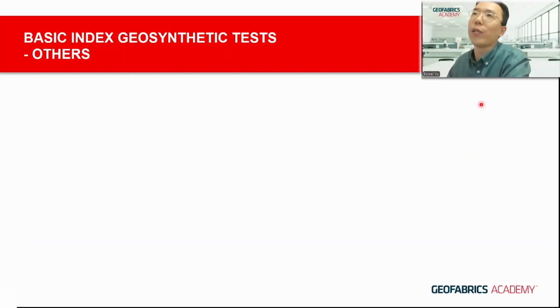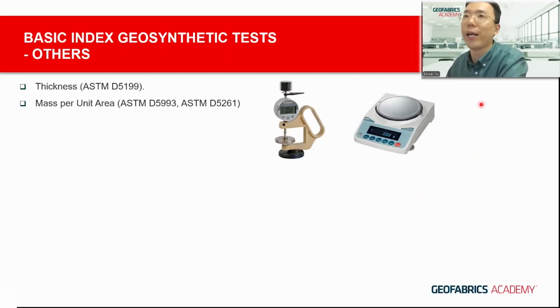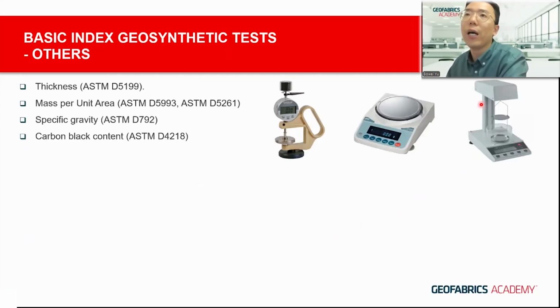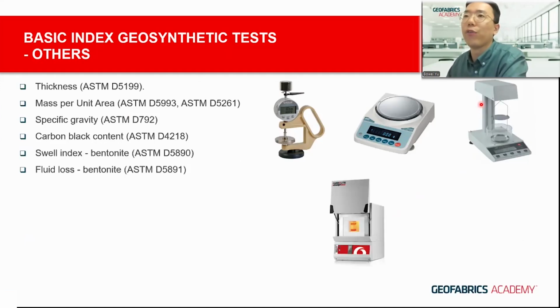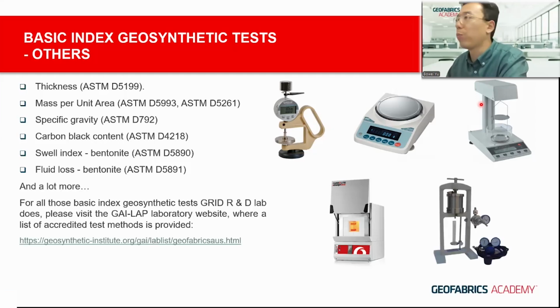Apart from those tests we just talked about, there are many other basic index tests, which include the thickness of the material, the mass per unit area, specific gravity, the carbon black, particularly in those PEs, the swell index, and the fluid loss for the bentonites, and a lot more, which we don't have time to go through one by one today. But you can go to the following link to get the whole list of basic index geosynthetic tests that GRI R&D lab does, and our GAI-LAP laboratory, the GAI-LAP accredited list.